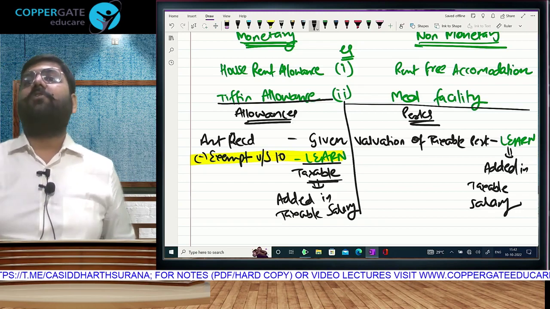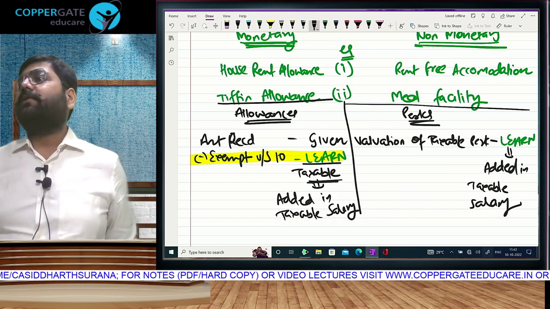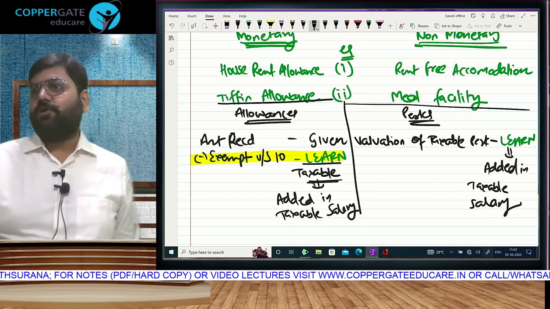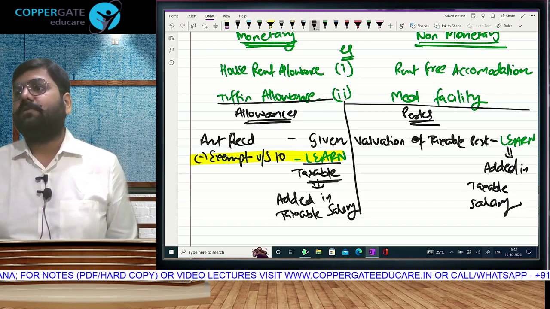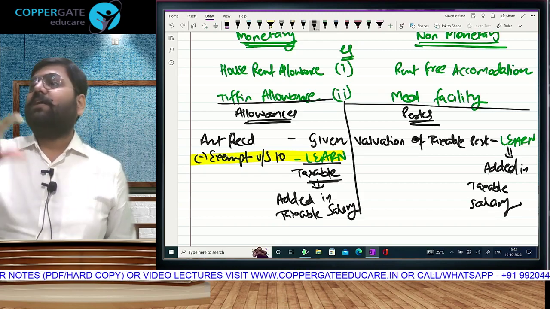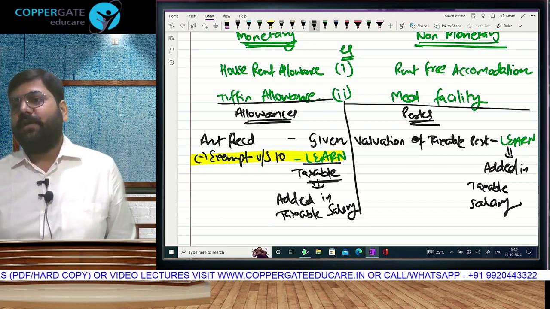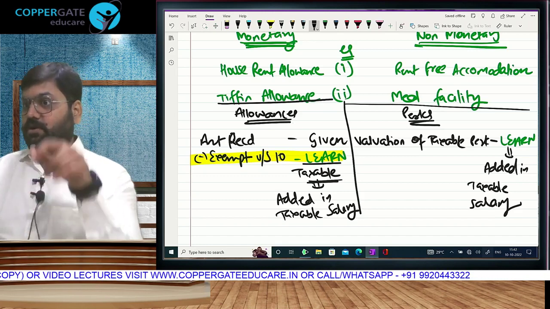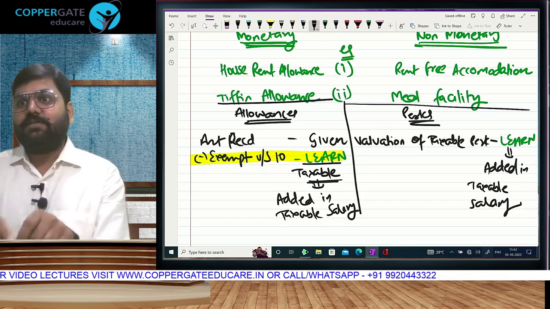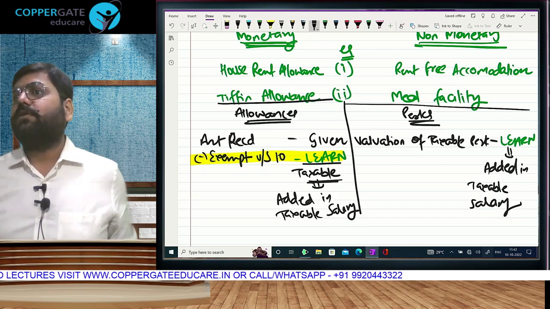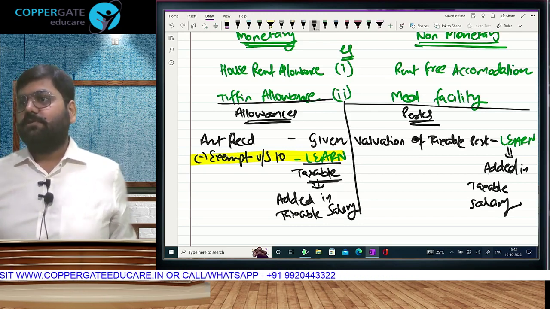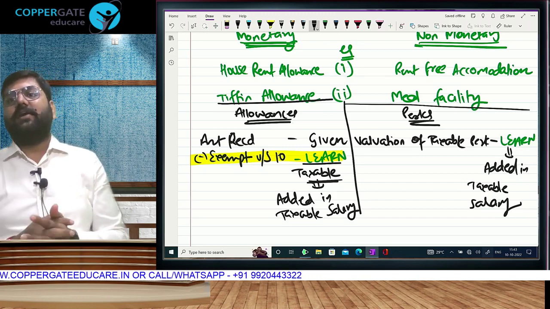The final answer of that calculation, don't add in your income. Subtract from the amount received, because what you have calculated is the amount exempt. Subtract from the amount received and the net amount, add in your taxable income. On the other hand, under allowances, do hard work, solve a sum, final answer. What will you do? Under perquisites, directly add in the taxable salary.